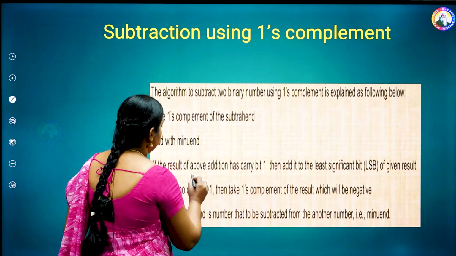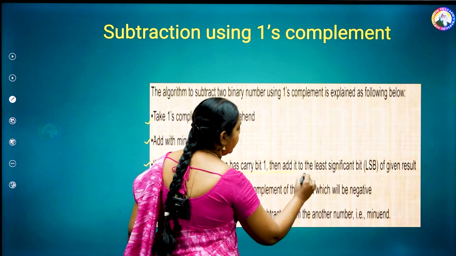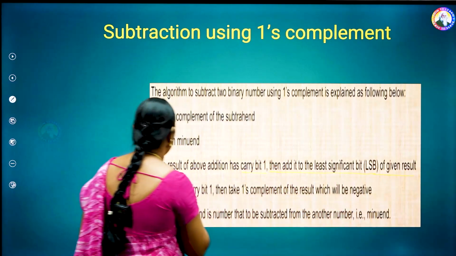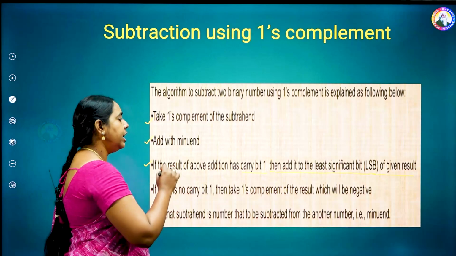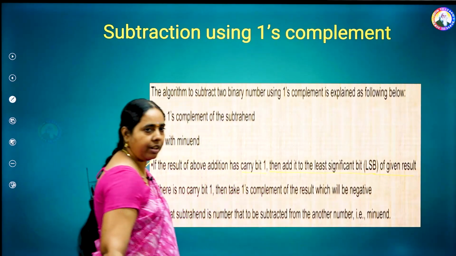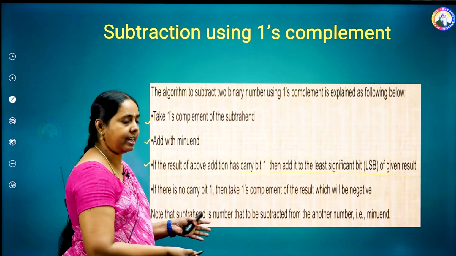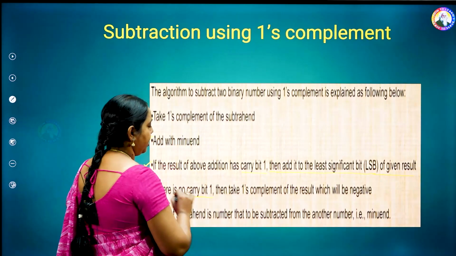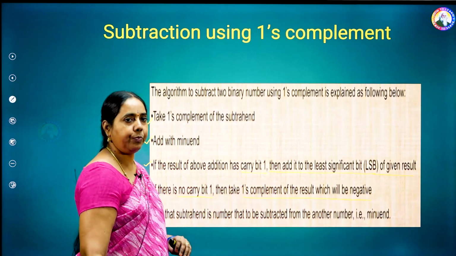If the result of the above addition has carry bit 1, then add it to the least significant bit of the given result. Right, if carry exists after performing the operation, then we need to add it to the LSB of the given result. If there is no carry bit, then take the ones complement of the result, which will be negative.